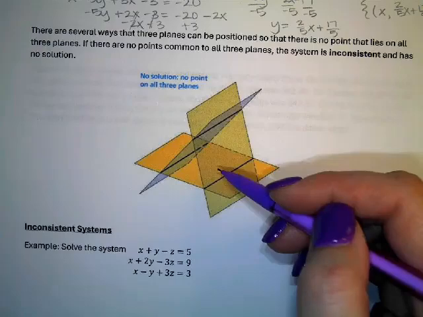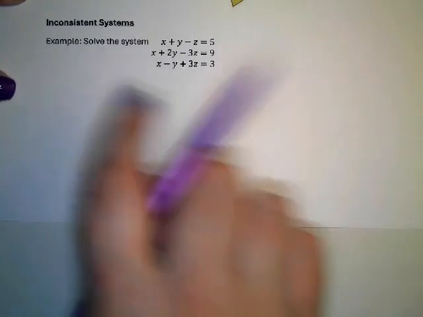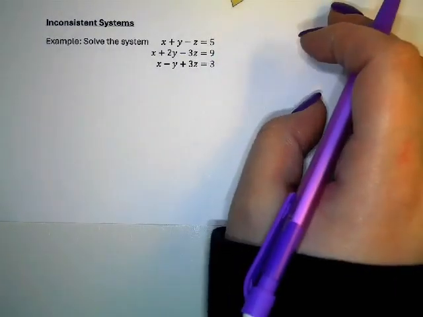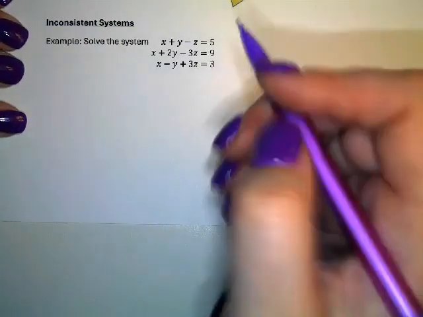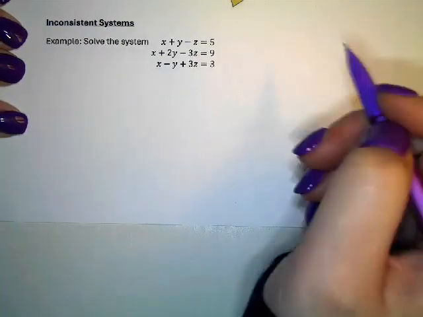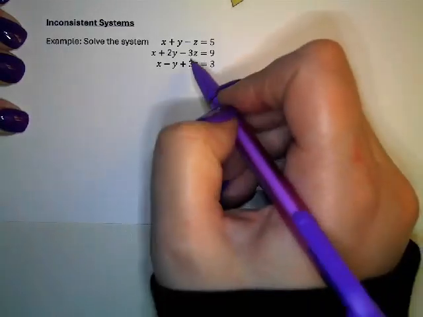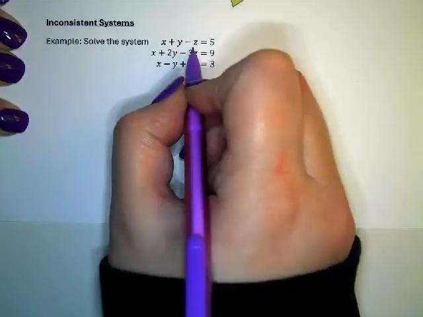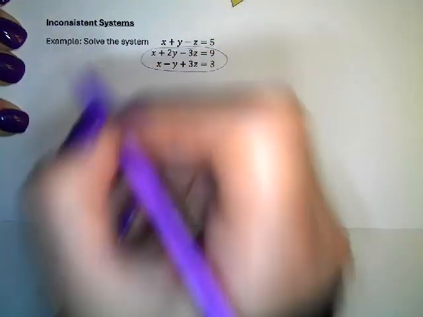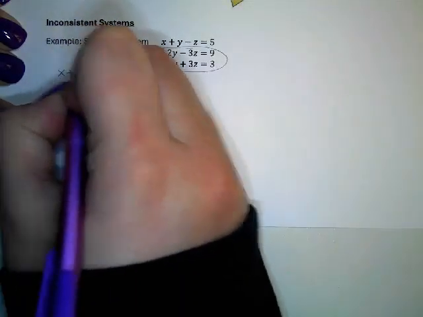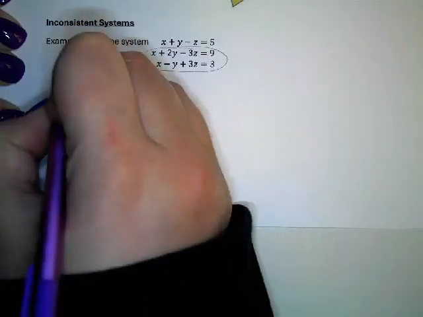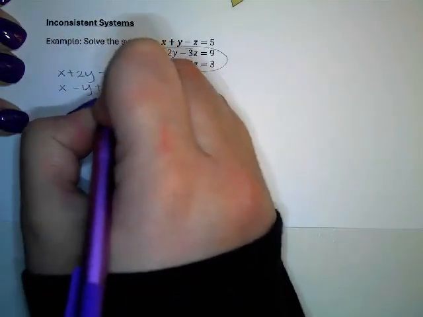Remember, inconsistent systems do not have solutions. So we're going to look at this problem and just see what it ends up looking like. Just like in the other problems, I'm going to try to eliminate a variable, and right away I notice that the z's look ready to eliminate, so that's where I'm going to start. So I have x plus 2y minus 3z equals 9, and x minus y plus 3z equals 3. So 2x plus y equals 12.